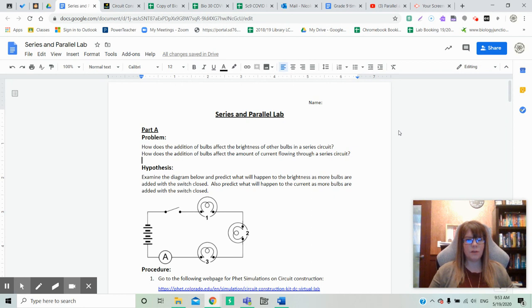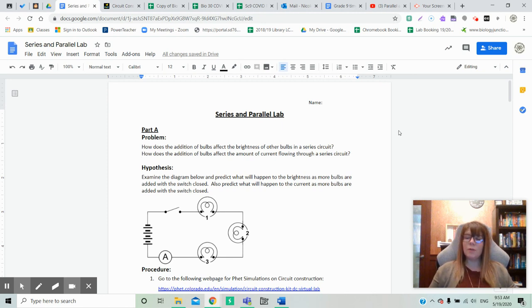Today we are going to do another lab. I am going to run through the data with you and you are going to answer the questions. So today, part A of this lab is talking about series circuits and how the addition of a bulb affects the series circuit, and how the current with the addition of those bulbs also becomes affected.